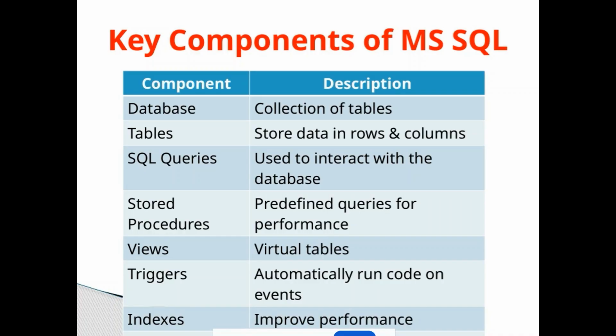To optimize performance, MS SQL offers stored procedures. These are predefined queries that run more efficiently because they are compiled and stored for repeated use. Views are another important component. They are virtual tables that help simplify complex data retrievals without duplicating data. Triggers are special pieces of code that automatically run in response to certain events, like inserting or updating data. This automation helps maintain data integrity and enforce business rules.